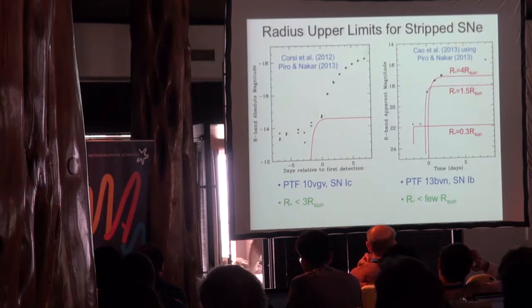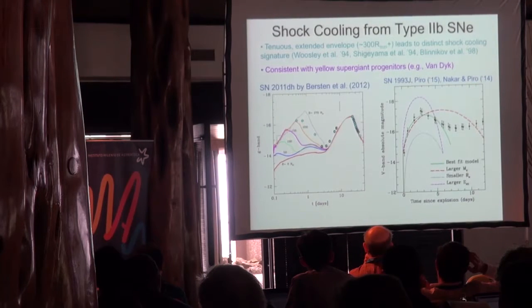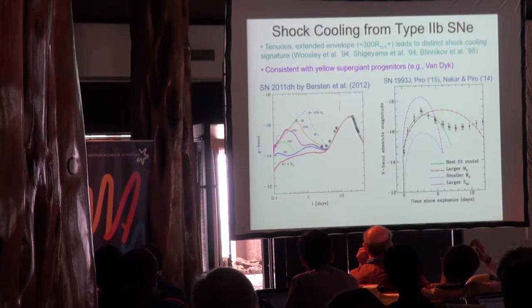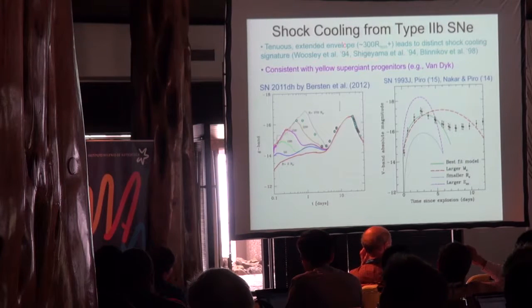I'm showing you a lot of upper limits, but in fact, there are cases where we see the shock cooling directly, and we get really nice measurements of the progenitor. This is best shown in these type 2b supernovae. These ones are kind of unique in that they seem to have a very extended tenuous envelope, low mass, but of order many hundreds of solar radii. And this leads to a really distinct shock cooling signature. Because it's low mass, you end up getting rapid cooling after you get to the peak luminosity. This was worked out by Stan Woosley and others initially.